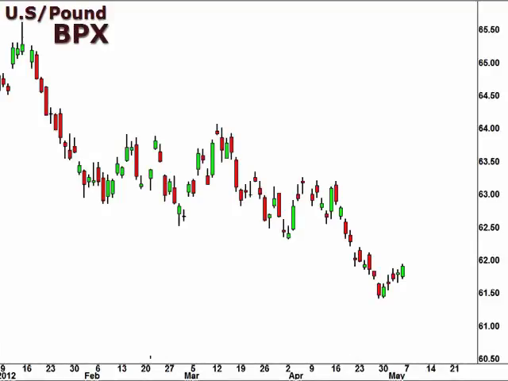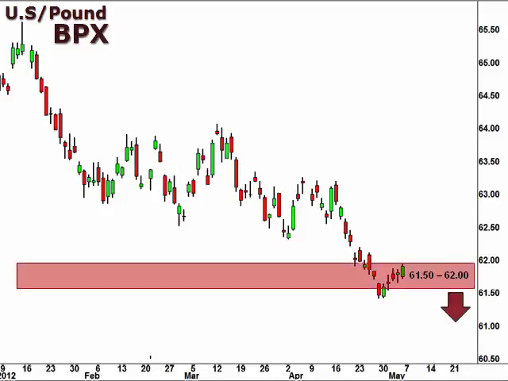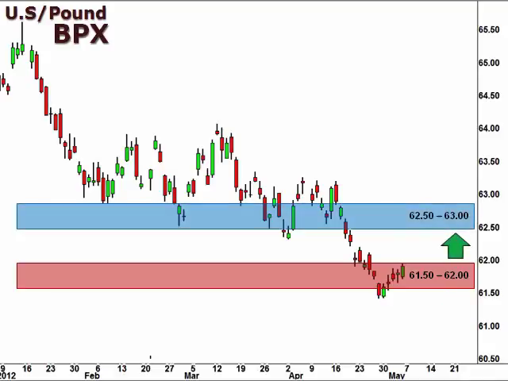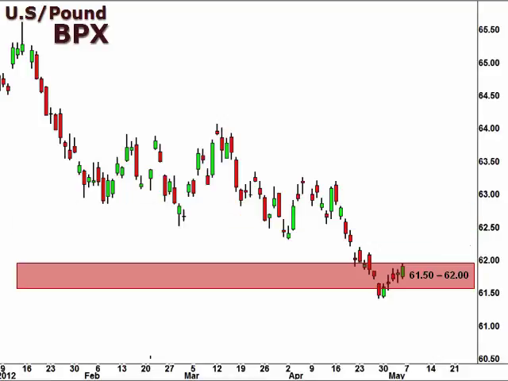Next up, the BPX, the US dollar versus the British pound. Well, the BPX has been trending down for the last few weeks, but has bounced at the 61.5, 62 support. A break below 61.5 will signal a continuation lower. Any retracement higher is likely to meet with resistance at 63.